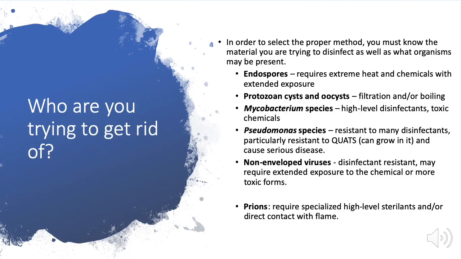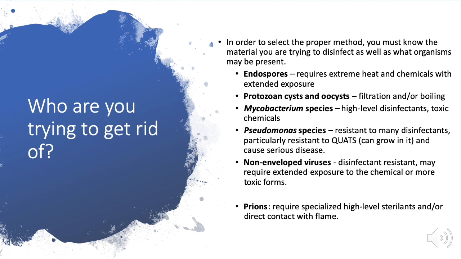So who are you trying to get rid of? What type of organism are you trying to destroy? Endospores are the most difficult, aside from prions, endospores are the most difficult form of microorganism to try and get rid of. It requires a very high heat. Endospores are destroyed with autoclaving because of the steam under pressure, but it requires extremely high heat.